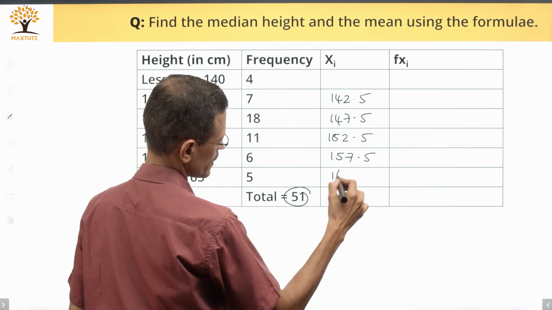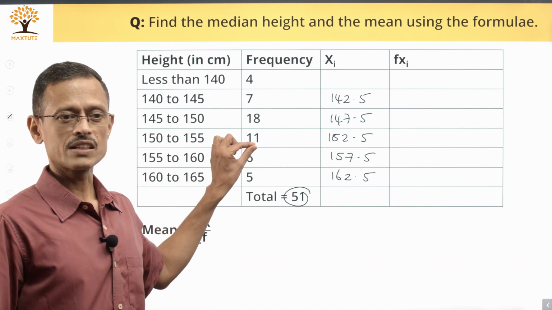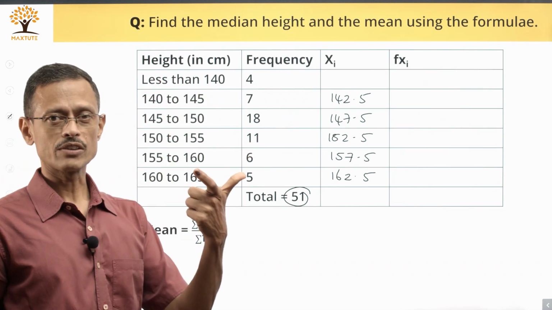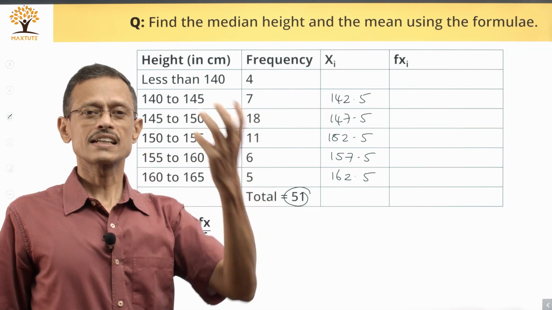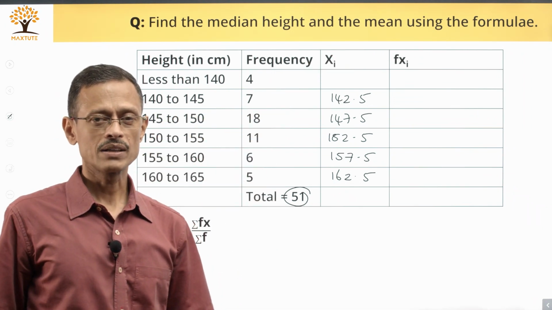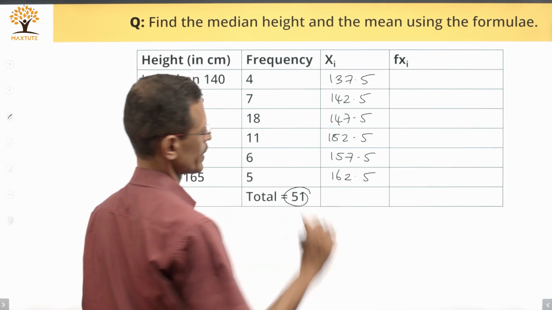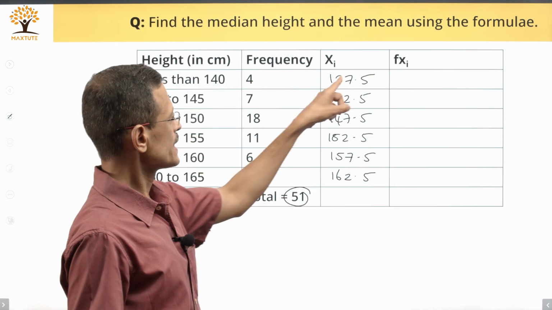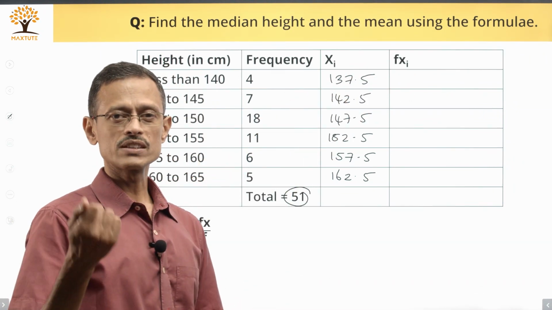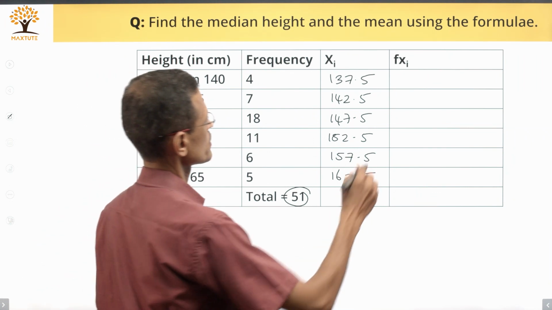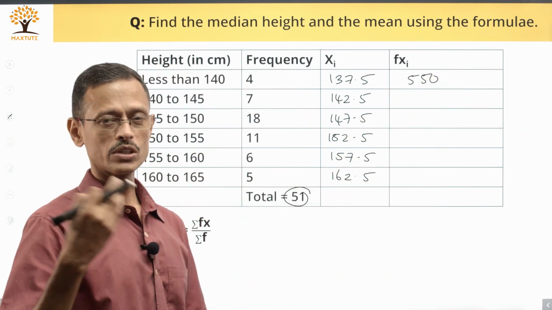157.5 and 162.5. Because the class interval for all classes that we have from the second one is equal to 5, we are going to be finding out the xi for this, thinking of the earlier class interval also to have the same height of 5, which means that xi in this case is going to be equal to 137.5. Frequency into xi will give us fxi. 4 times 137.5, 2 times 137.5 is 275. So, this is 550. This calculation is a little tiring, but we have to do it, no other alternative.